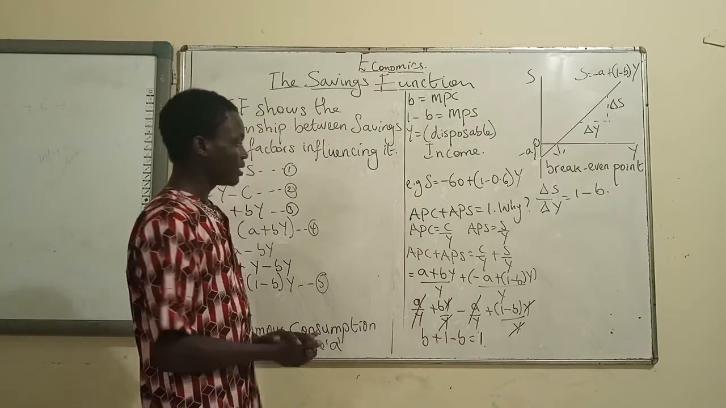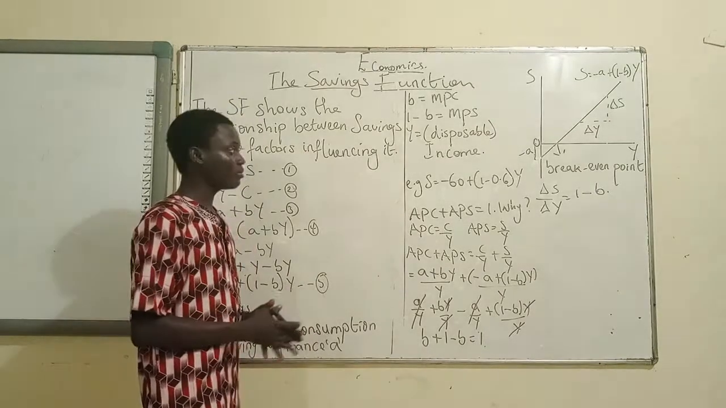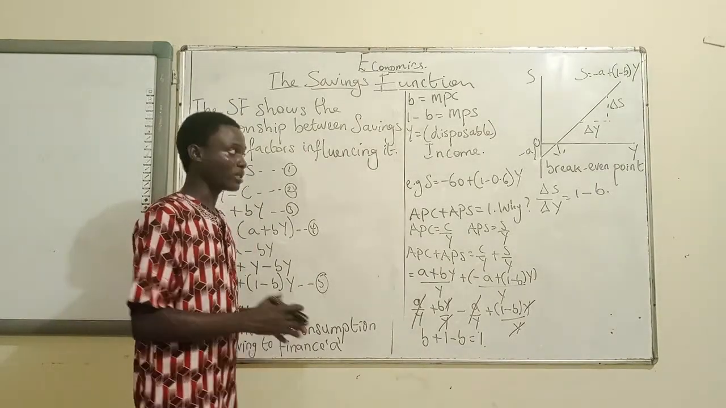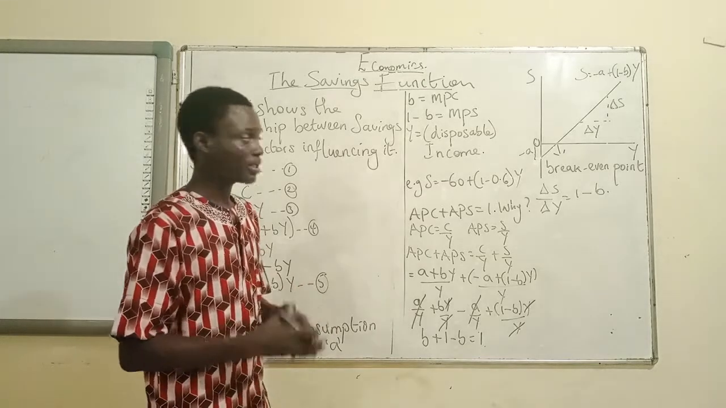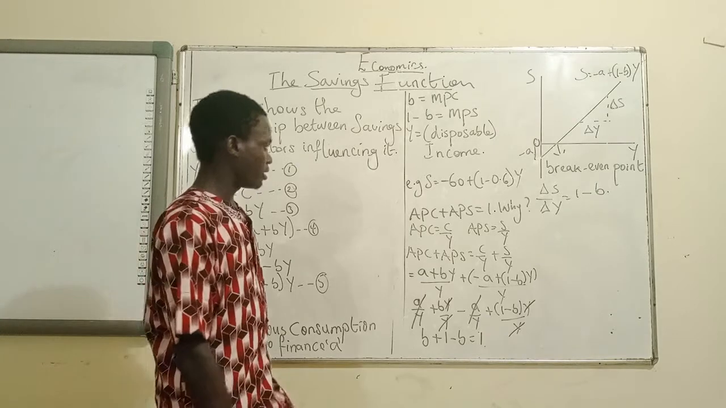So that is why we say that the average propensity to consume and the average propensity to save is equal to 1. The same thing goes for the marginal propensity to consume and the marginal propensity to save. So MPC plus MPS is also equal to 1. So that's that about that.